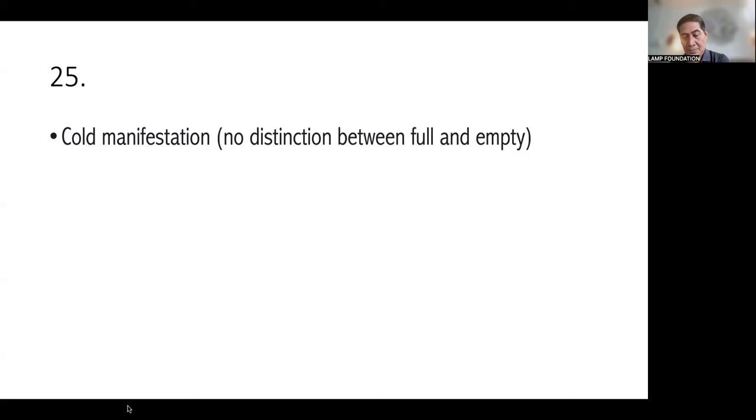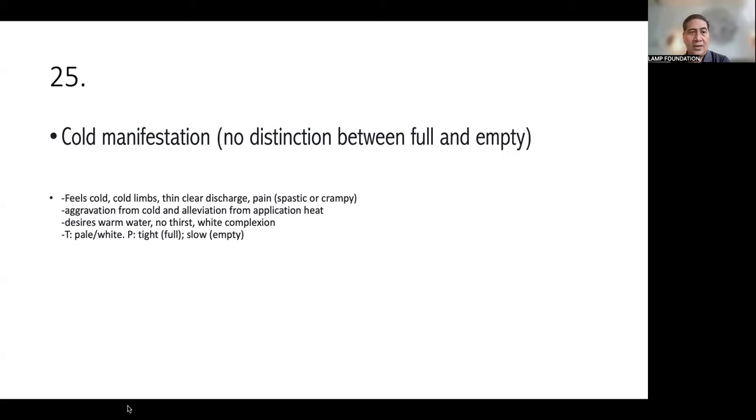Feel cold, cold limbs, thin, clear discharge, pain that is spastic or crampy, aggravation from cold and alleviation from application of heat, desire for warm water, no thirst, white complexion, tongue is pale and white, the pulse is tight and full. If it's full, it's tight, and if it's empty, it's slow. Okay, very good.